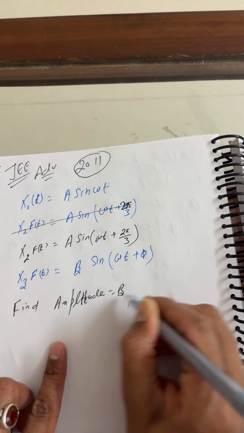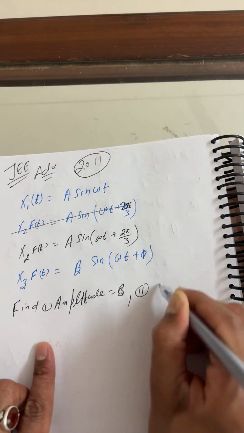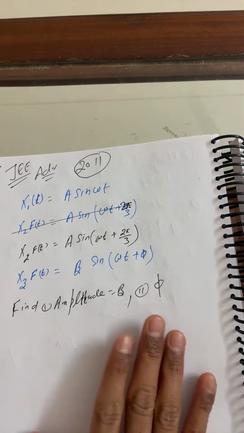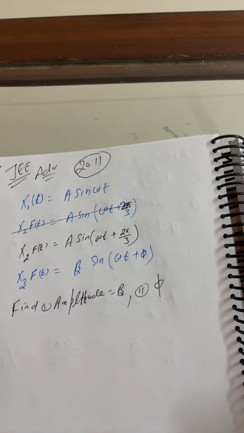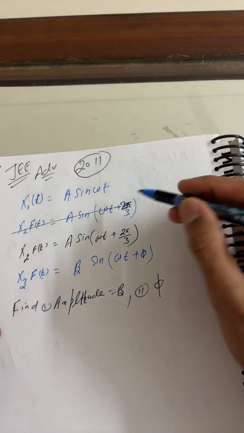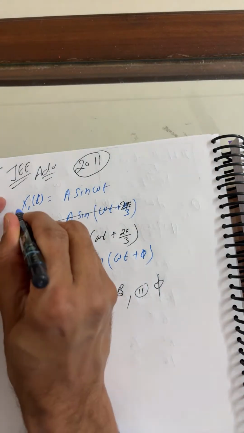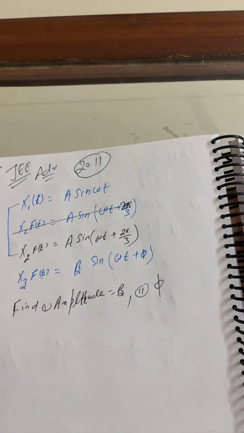First, beta, we have to find this phi angle. Easily, beta, I can do. Just think once: what is the phase difference in x1 and x2?